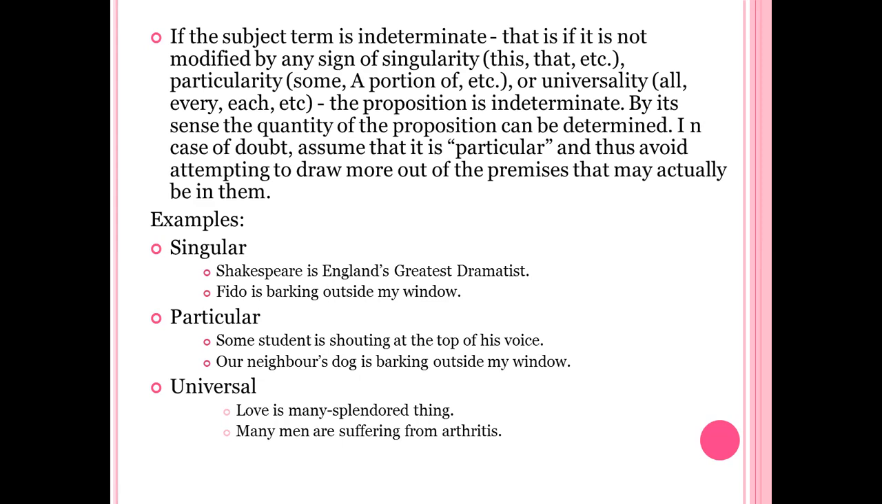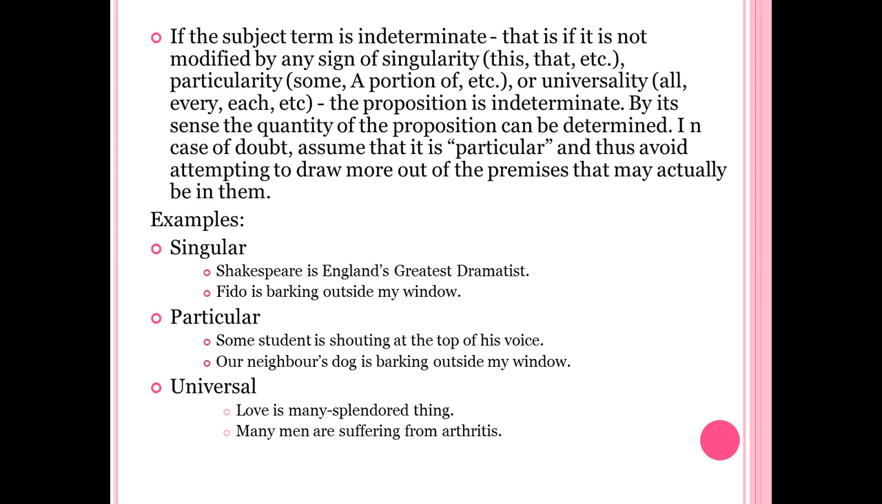So we have here some examples for singular again. Shakespeare is England's greatest dramatist. The second sentence is Fido is barking outside my window. The signs of singularity here is the name of the person, so we could see Shakespeare and Fido. That's why it is a singular term or a singular proposition.